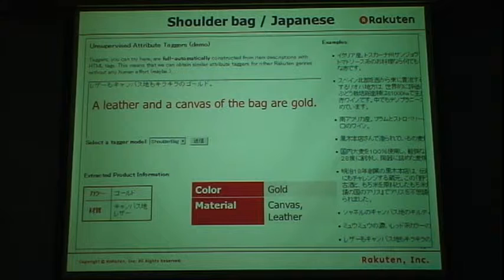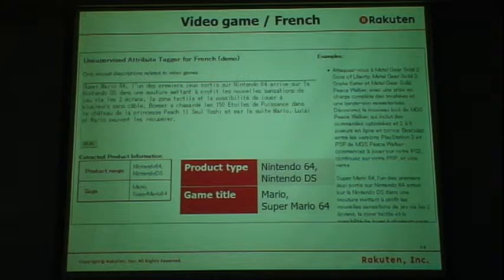This is an example of the shoulder bag category. The input sentence is: leather and canvas bag, gold. The system output is here. Gold is a bag color, and canvas and leather are bag materials. This framework is not only for Japanese. This is an example of French data. Unfortunately, I don't understand this French sentence, but the system understands it and outputs this structured data.